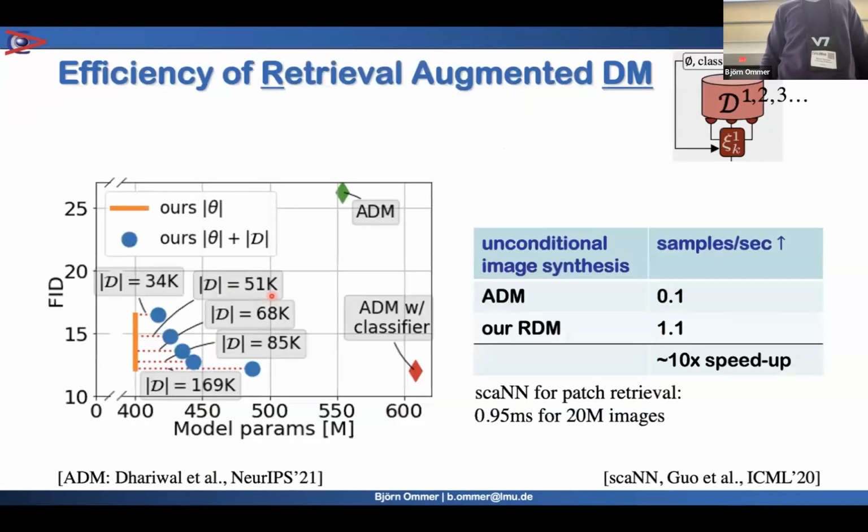You might wonder, is this not costly? It's not. Nearest neighbor retrieval, thanks to the ScaNN library, is super fast, 100 milliseconds, you get your nearest neighbor patches. And with that, you actually get a 10-fold increase of speed because your model sizes, which you see here towards the left, get significantly smaller, and then improvement in speed.